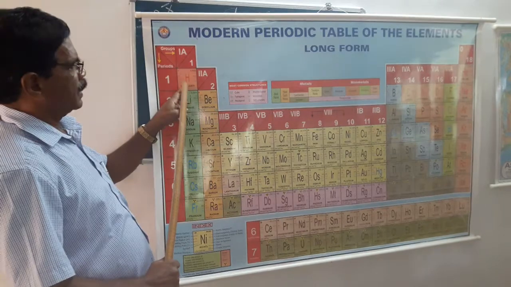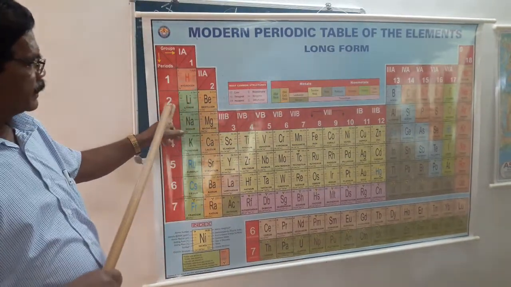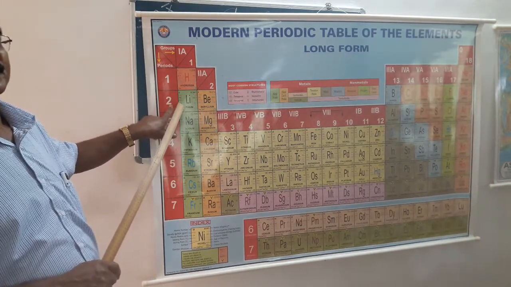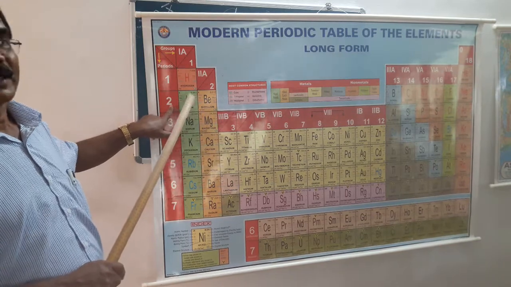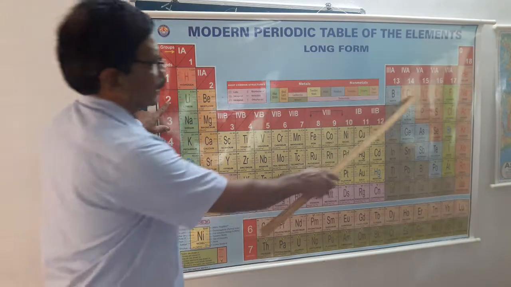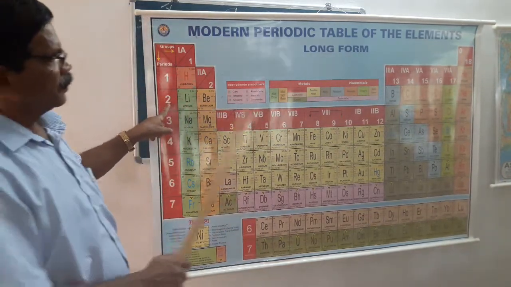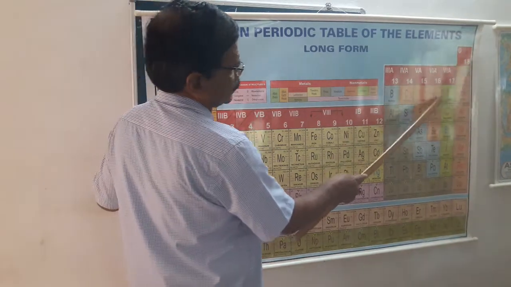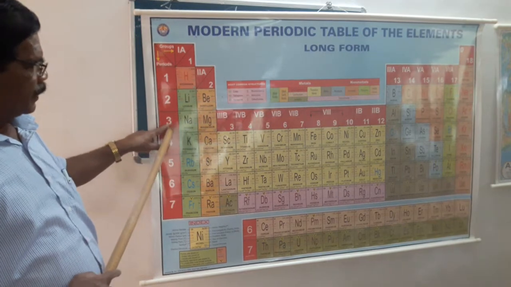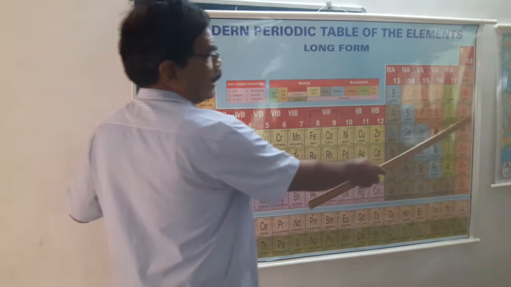In the first period, there are only two elements, hydrogen and helium. How many elements are in the second period? Period means horizontal row. The second horizontal row is the second period. It has 1, 2, 3, 4, 5, 6, 7, 8 elements. Then came the third period. Similarly, it has 8 elements.